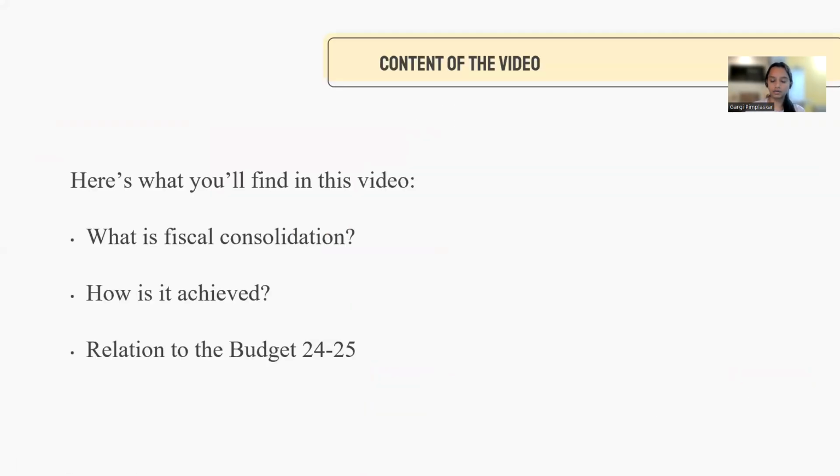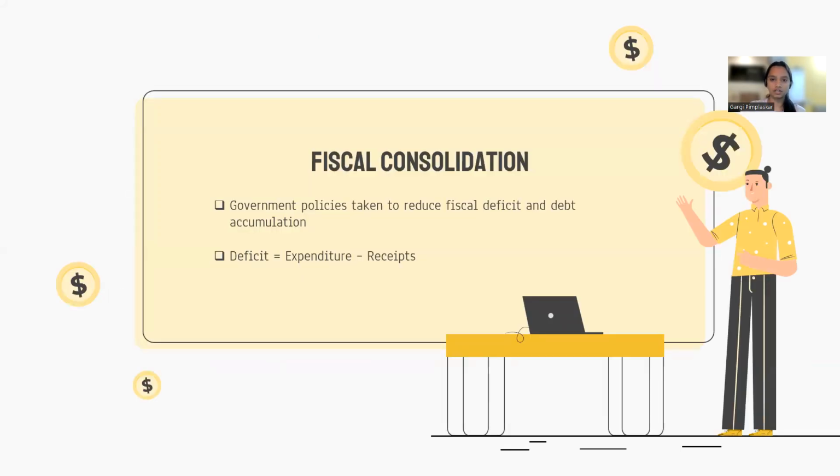The content of this video includes what is fiscal consolidation, how is it achieved, and the relation to the budget analysis. What is fiscal consolidation? So, any policies which are taken by the government to reduce the fiscal deficit and debt accumulation is known as fiscal consolidation. How can we achieve fiscal consolidation?